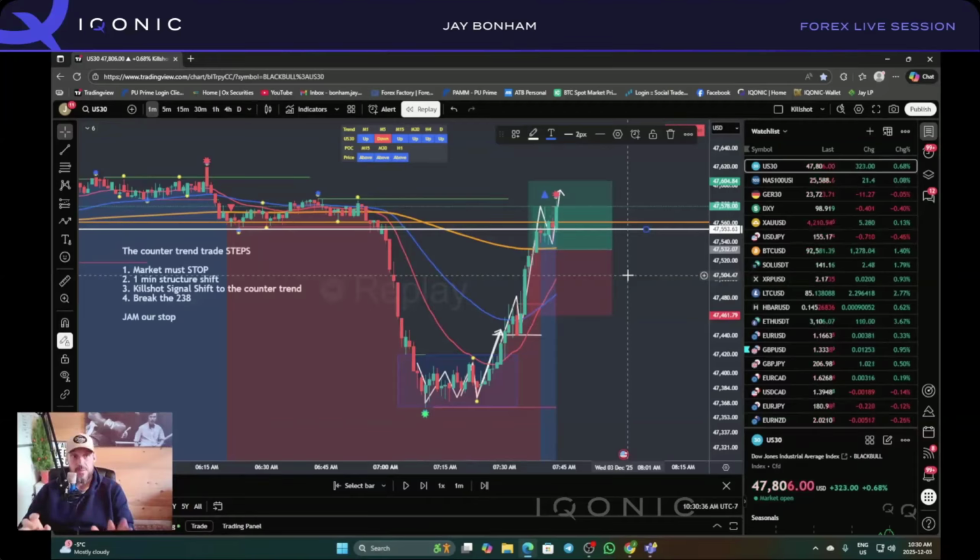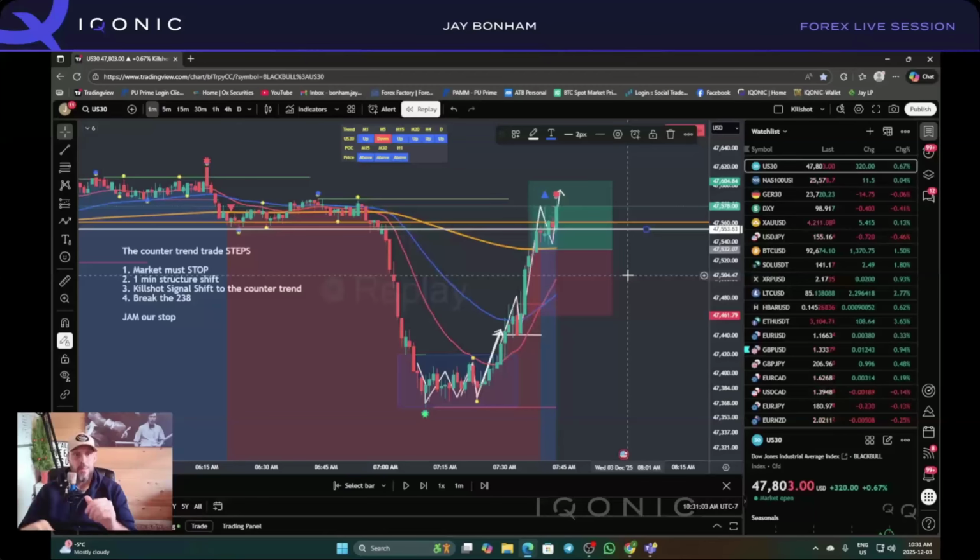These are the steps you need, right? The market must stop moving on trend. It's got to stop making lower lows or higher highs, so you know, okay, the counter volume of whatever move just happened is coming into the market. Okay, then we want to see that volume create a market structure shift on the 1 minute. Not too worried about what it's doing on the longer term, but we want to be aware of what it's doing on the shorter term.